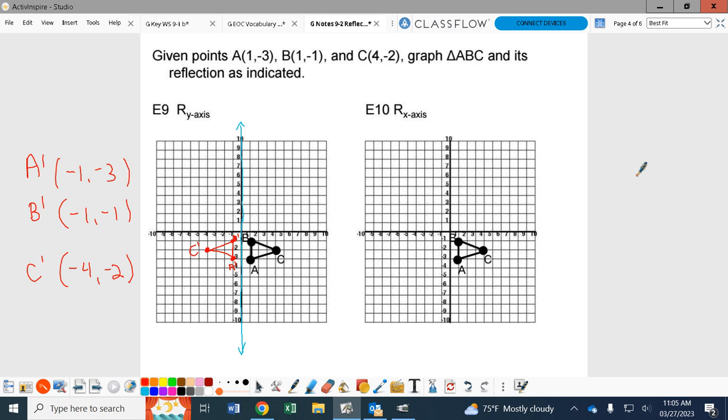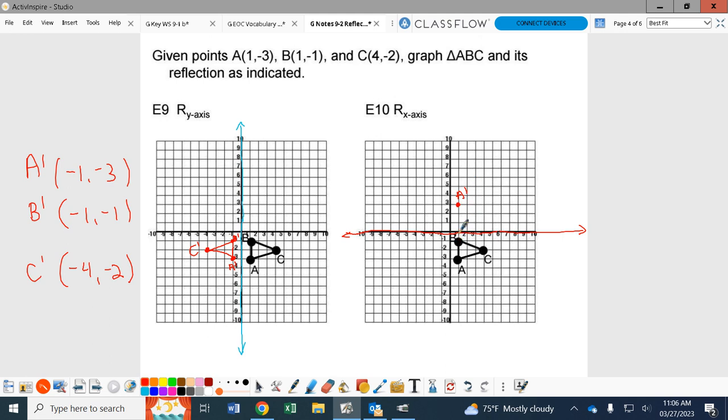Okay, let's do it again. This time we're reflecting over the x-axis. Here we go. The x-axis is right here, guys. X-axis goes that way. Okay, so this time, how far away is the A? 3, so we got to go up 1, 2, 3. There's my new point. That's my A prime.